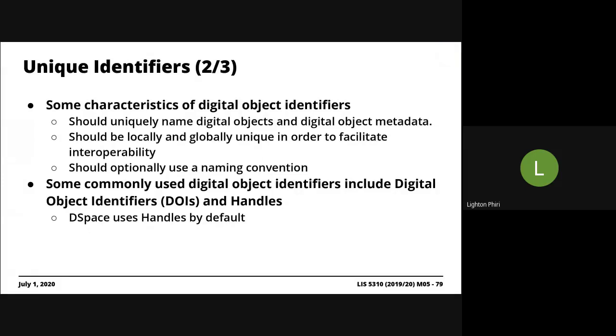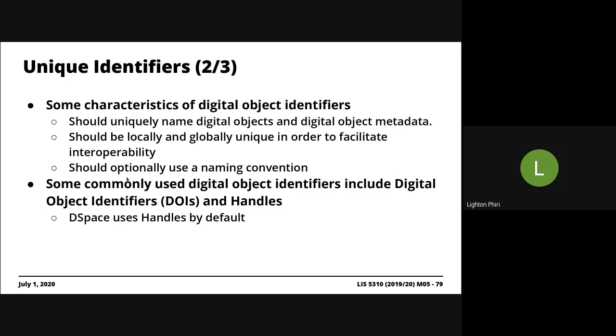So a few characteristics associated with unique identifiers tied to digital objects: they should be used to uniquely name the digital object and digital object metadata, right? Another key trait is they should provide local and global uniqueness. So using that identifier, you should be able to uniquely identify the object within the digital library itself, and also within a particular network like the internet, for instance. So it should provide global and local uniqueness.